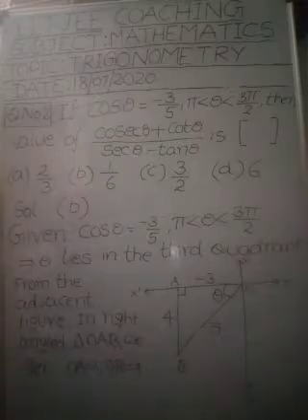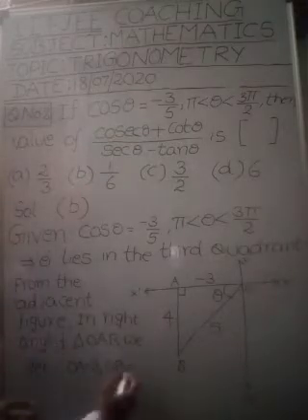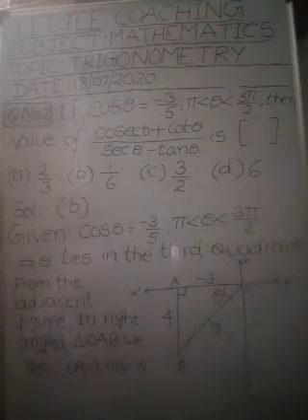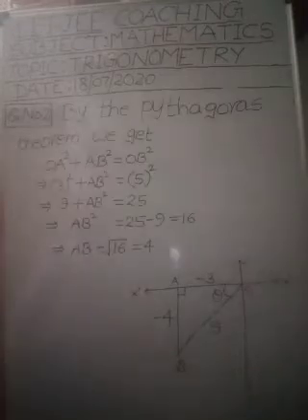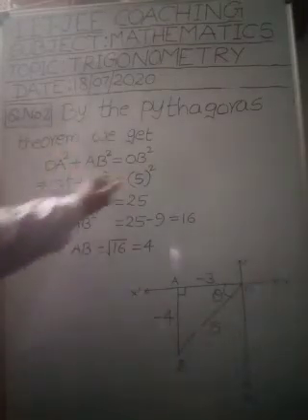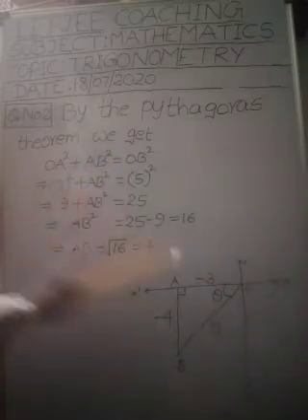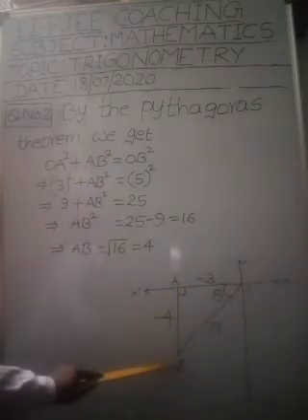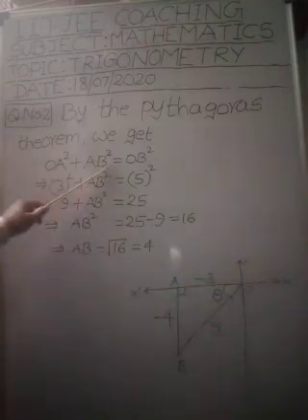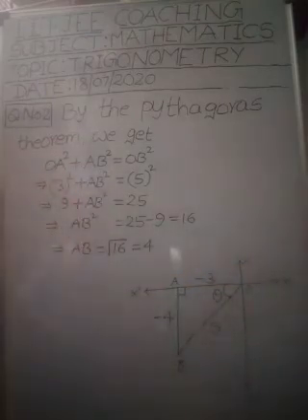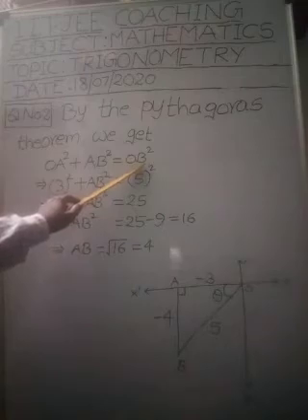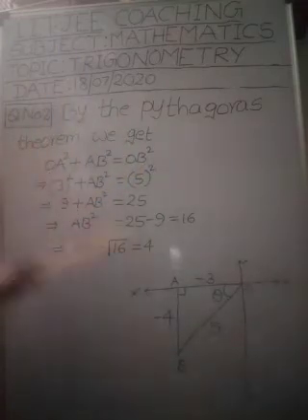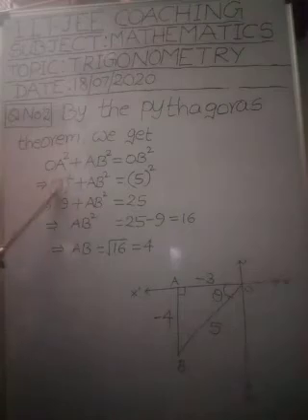Okay, my children. Now we are going to find the AB value with the help of Pythagoras theorem. Right. So by the Pythagoras theorem, we get here OA square plus AB square is equal to OB square. Okay, my dear children, understood this equation? Right. OA square, OA is minus 3, so you can write 3 whole square plus AB square.